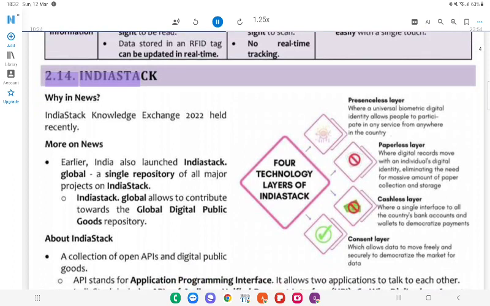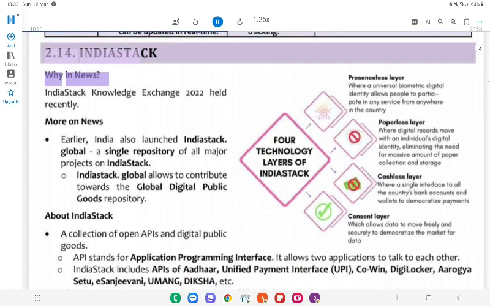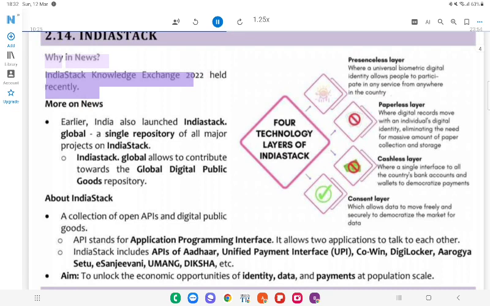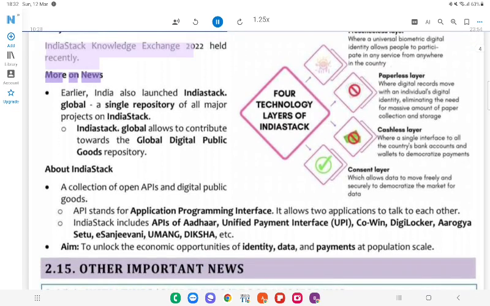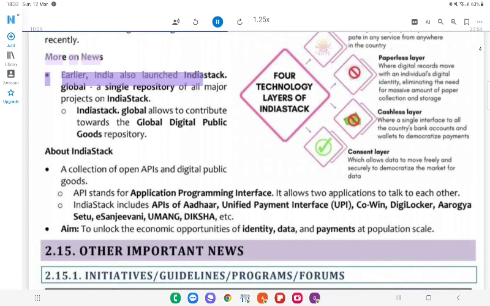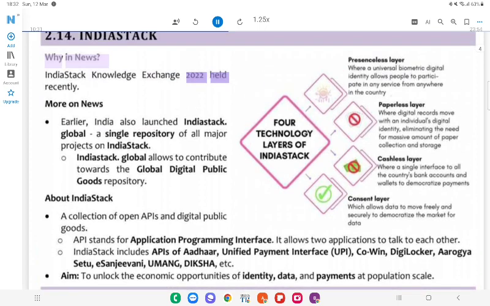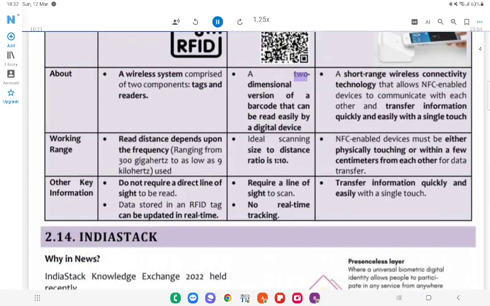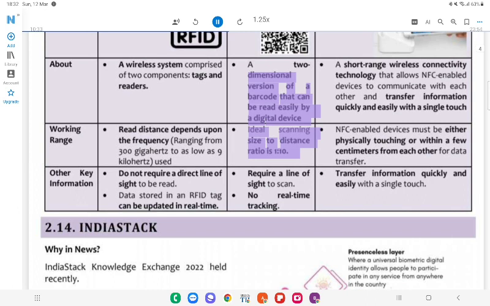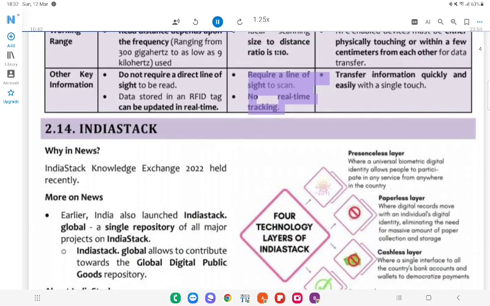2.14. India Stack. Why in news? India Stack Knowledge Exchange recently. More on news: Earlier, India also launched India Stack Global. QR: two-dimensional version of a barcode that can be read easily by an electronic device. Ideal scanning size to distance ratio is 1:10. Requires a line of sight to scan, no real-time tracking.